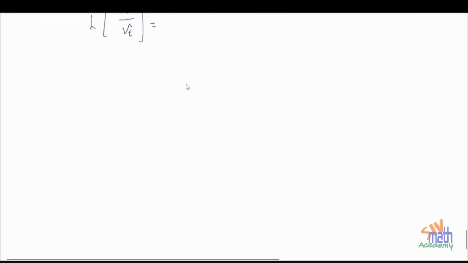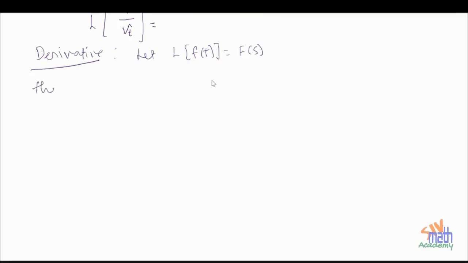Now I pass on to the other properties. We are in the midway of discussing properties. What is the Laplace transform of a derivative of a function? Let L of f of t be equal to F of s. This is a common slogan you'll come across with every property. Then L of f dash of t, the derivative, will be equal to s into F of s minus f of 0.